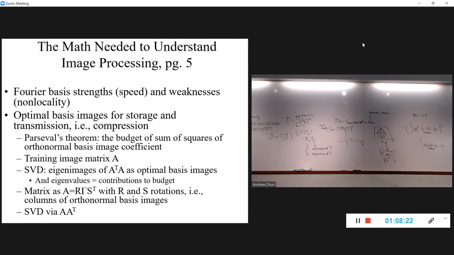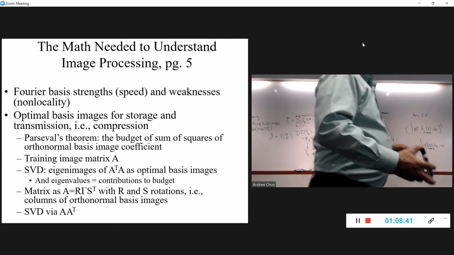And therefore, we moved on to these scaled operators that had locality and spatial scale, that weren't global.